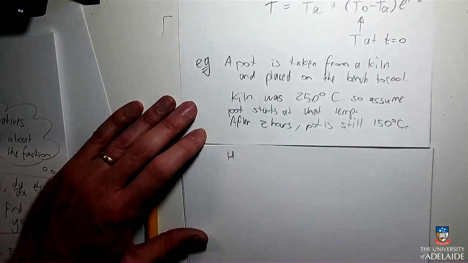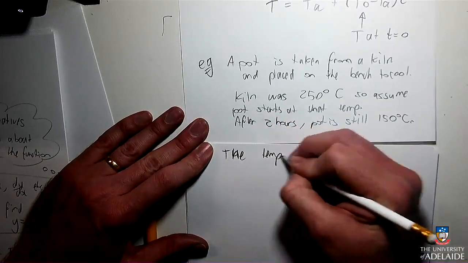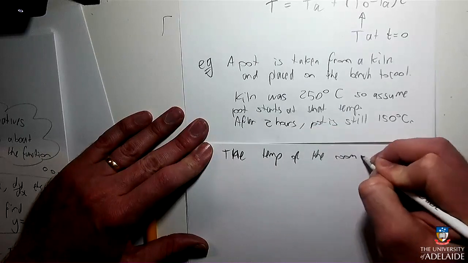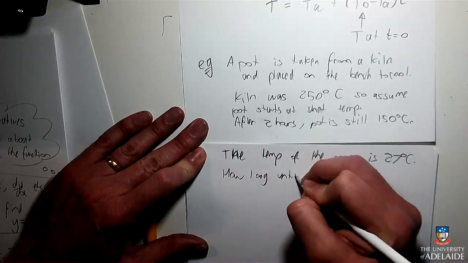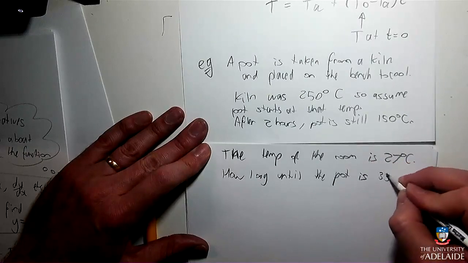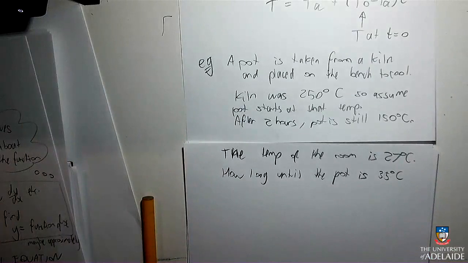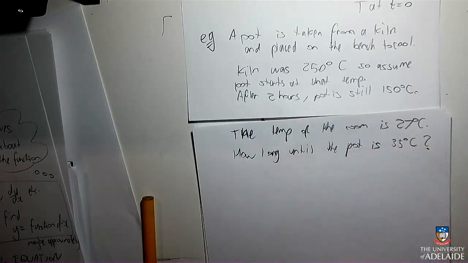We need to know what the temperature of the room is. Yeah. It is 27 degrees Celsius. How long until the pot is, say, I don't know, 35 degrees Celsius, just cool enough to touch, right? Not quite. You'll probably still get a little bit of a burn, but it's safe enough to just move it over if you need to get something out. So that'll do. Okay. Right. So we know that this is a Newton's law of cooling situation.